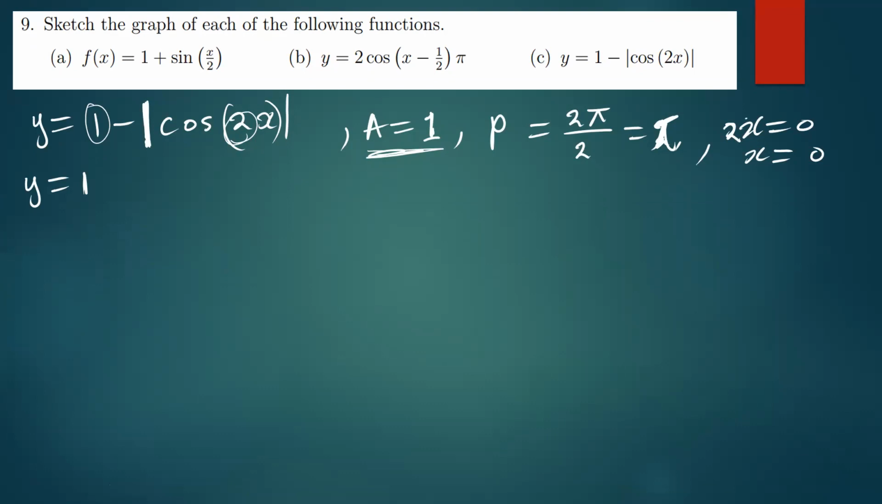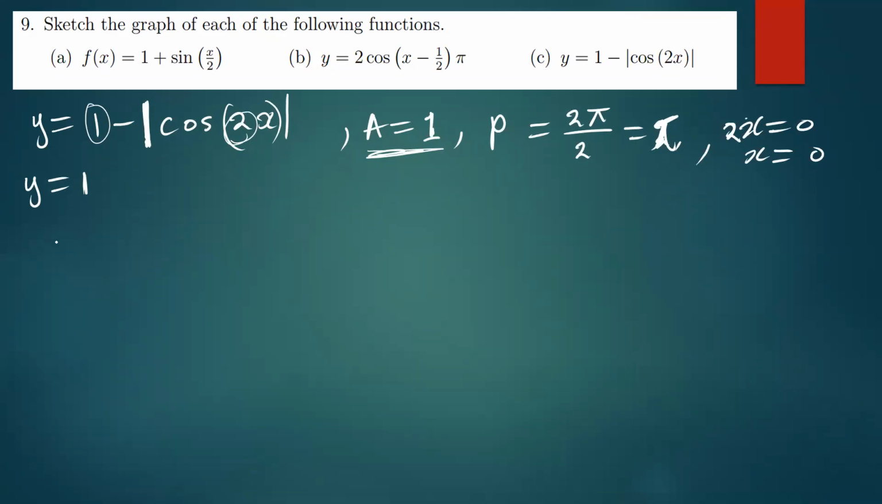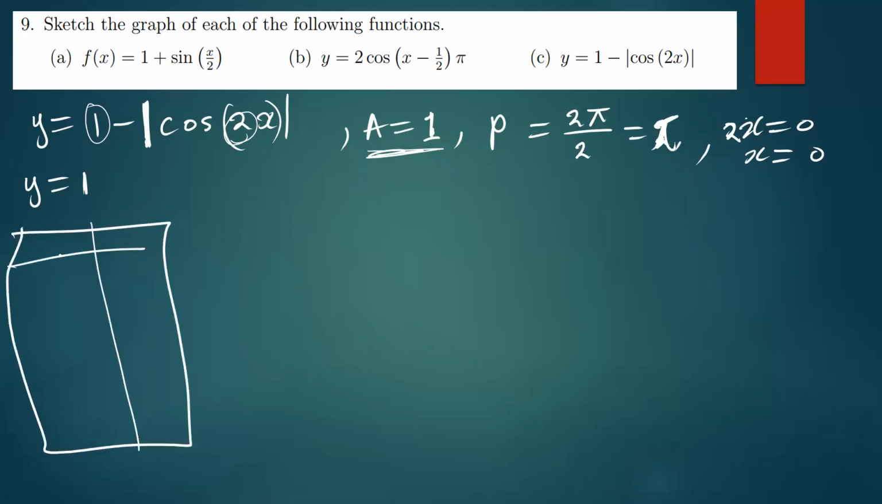It's simple. So we draw the table. We have something like this. We have x there, then we have f of x there.